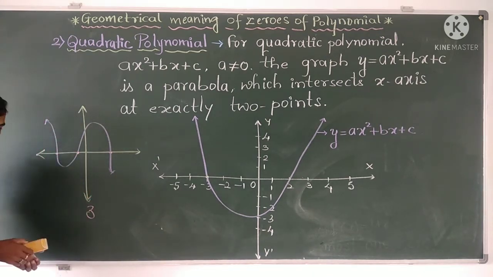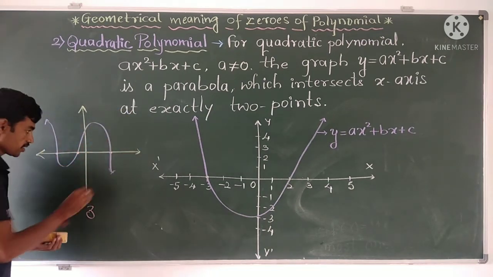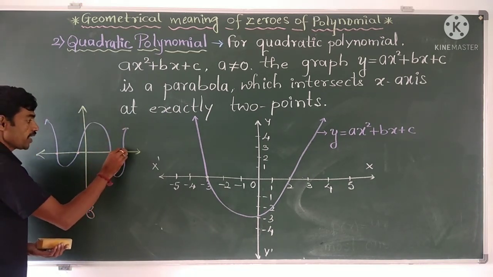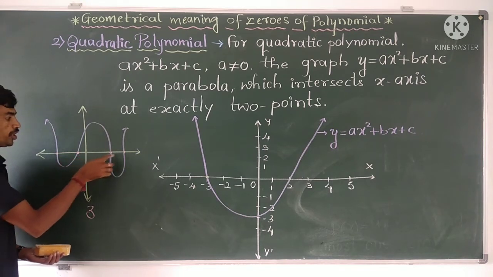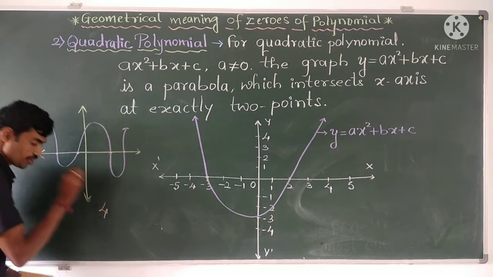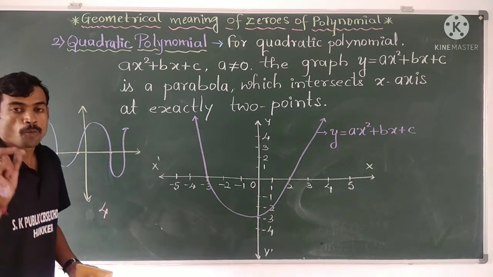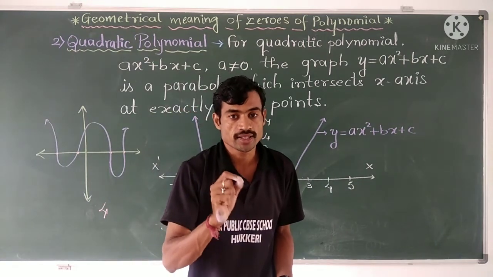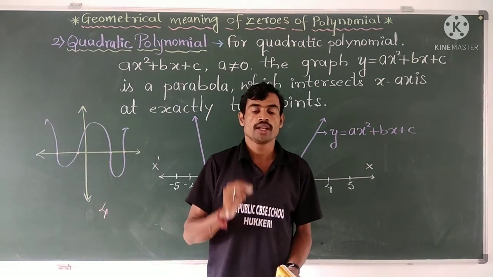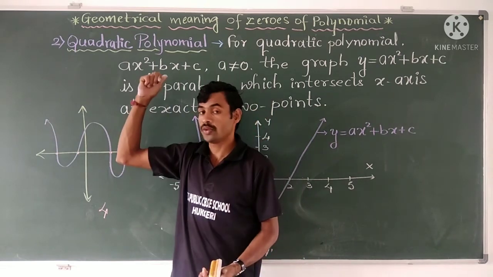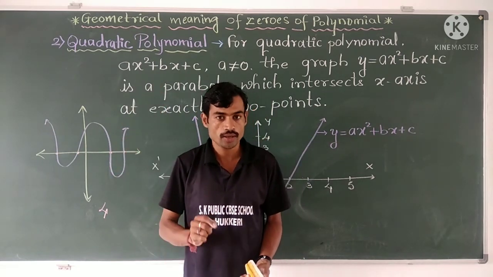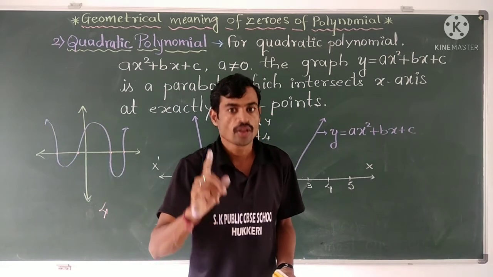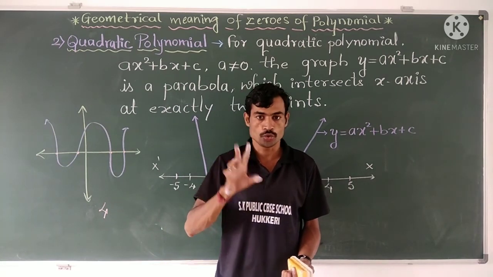Suppose the graph intersects one more time, then how many times does this graph intersect the x-axis? 4 times. So 1, 2, 3, 4. So this has 4 zeros. Clear? However many times a graph intersects the x-axis, that many zeros the given polynomial has. So here we conclude that a linear polynomial has at most 1 zero, a quadratic polynomial has at most 2 zeros.